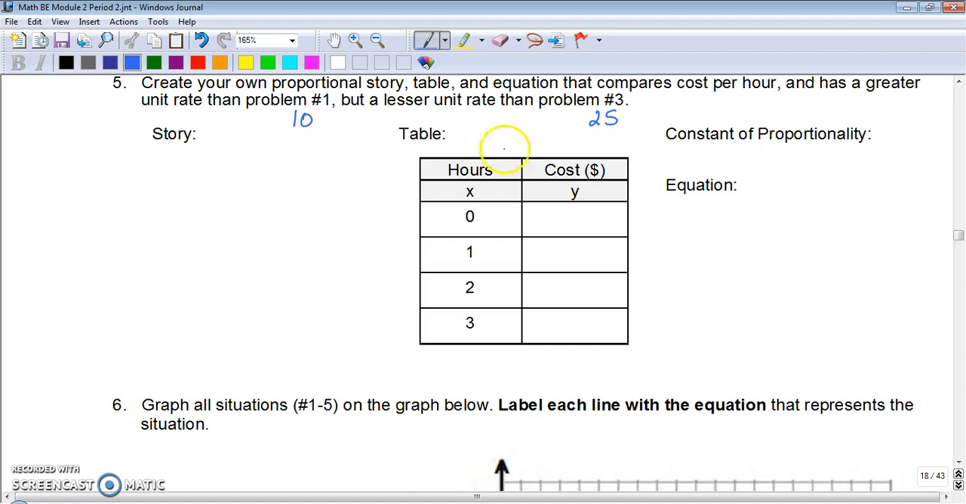So I would need to pick a COP that's somewhere between 10 and 25. So 15 might work well, or 20, but you're only going to pick one of those, and then you're going to build a table, an equation, and write your own story that somehow relates to something having a cost in an hour. So in my example, I did babysitting, and we saw in these other examples it had to do with camping, or playing paintball, or doing laser tag, or placing a phone call.